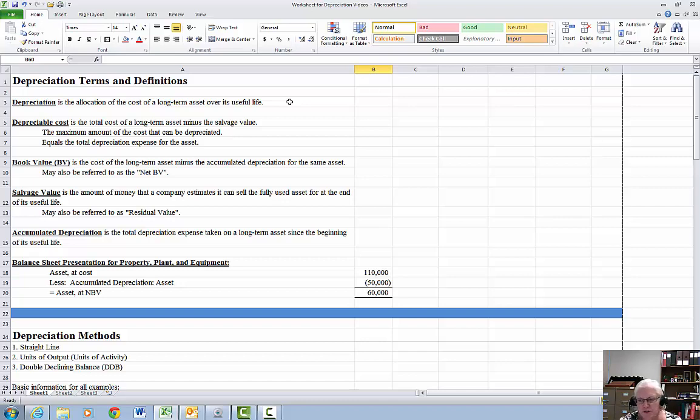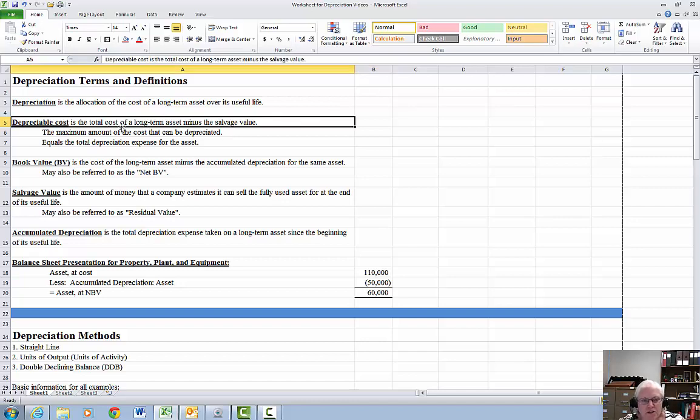As we use an asset each year, we write off a little bit of its cost each year to the income statement, so that at the end of the asset's life, most of that cost has been written off as we've used it. So it's matched the expense with the revenue it helped generate. That's the plan. So it's a cost allocation method.